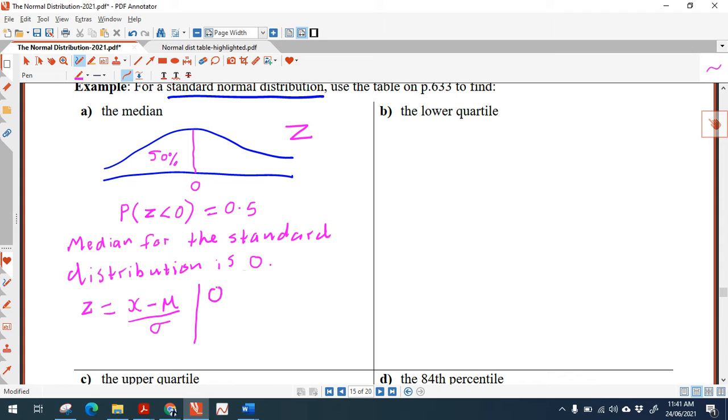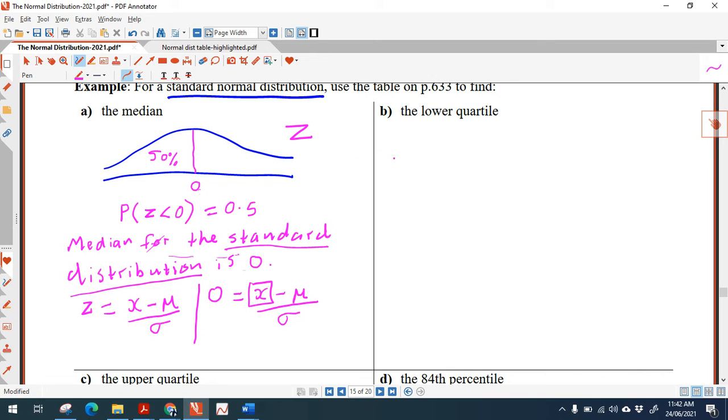So I'd basically go 0 is equal to (x minus the mean) over the standard deviation, and x is what I'm trying to find. They would have to give you the mean in the question, but also the standard deviation. If they give you those two things, you can work out the x score which corresponds to a median of 0 in the z distribution. So the median for this question is 0, but it's 0 for the standard distribution. You've got to be aware of that. This is all to do with the standard distribution.